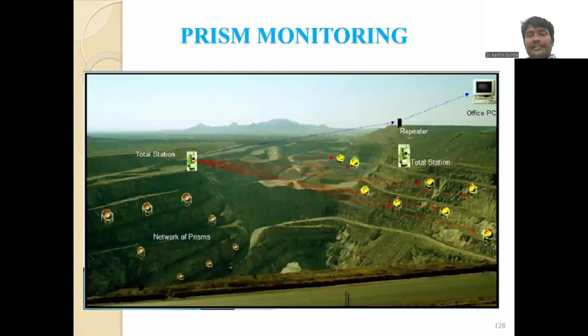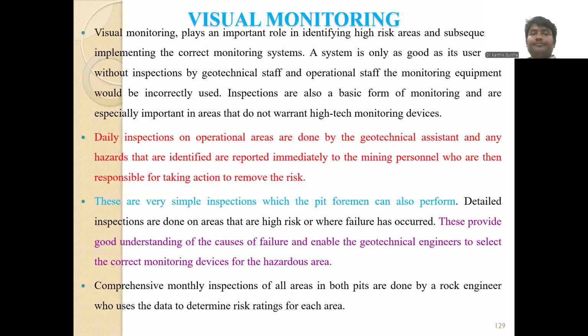Now there is prism monitoring. You can see some high walls where regular monitoring is required. So we place the prisms permanently, and we keep the total station at a prescribed viewpoint. In a day, people collect the data from the different prisms instead of standing with the prism. The prisms are permanently inserted in the faces of the benches.